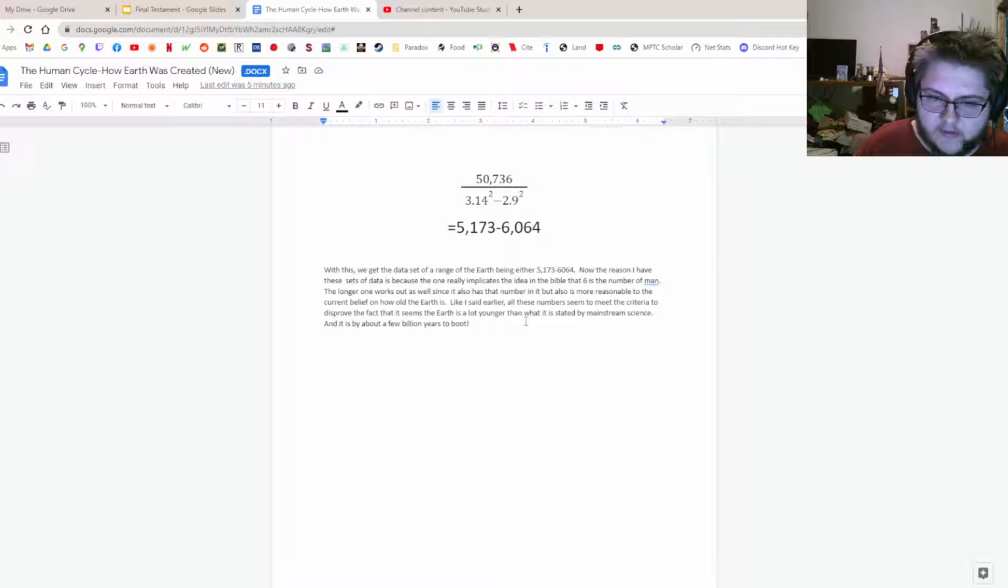Now, the reason I have two sets of data is that one implicates the Bible, where 6 is the number of man, while the longer one works out as well. That number is more reasonable for how old the Earth is. Like I said, all these numbers seem to meet the criteria that disprove the claim that the Earth is as old as mainstream science states. The Earth is a lot younger, by a few billion years to boot.